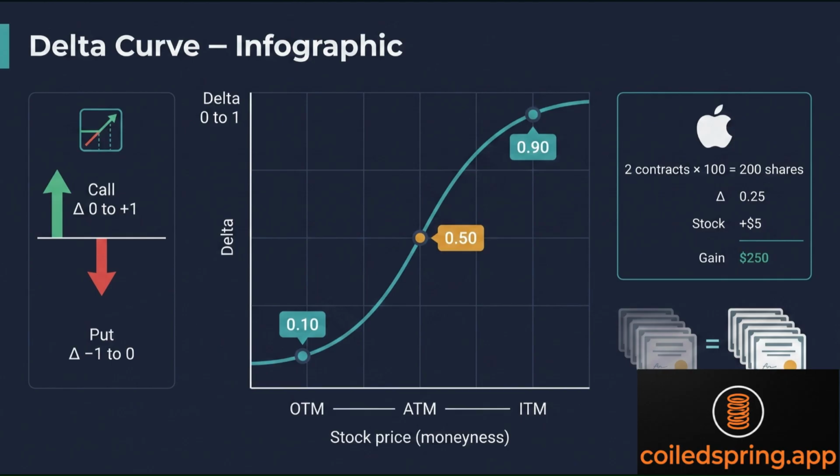But, and this is the whole point, you didn't pay for 50 Apple shares. You paid the option premium, a fraction of the capital. And your downside is capped at that premium, not at the full value of 50 shares. That's the power of delta understood properly.